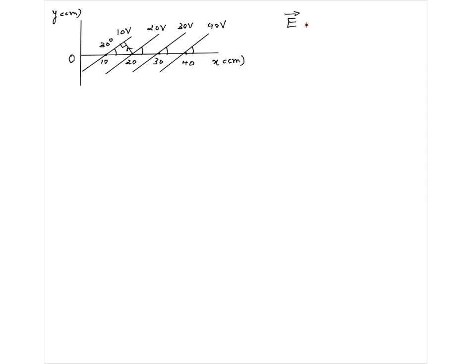So we already know the direction of the field. How will we give the answer? 30 degree, 90, 60 degree, 120 degree. So we can say 120 degree in positive sense with respect to the x-axis.